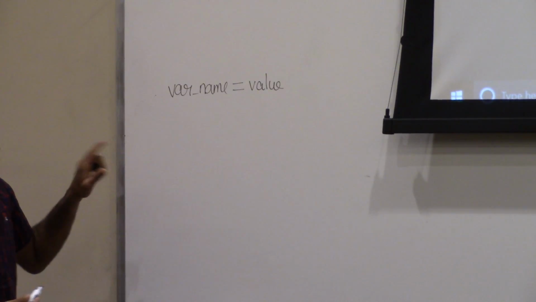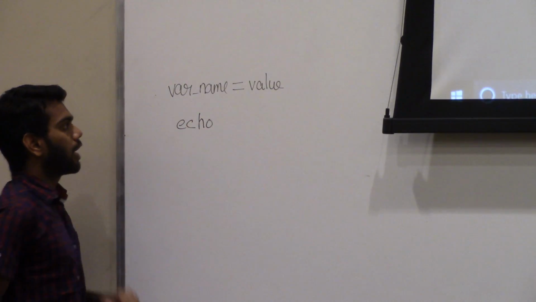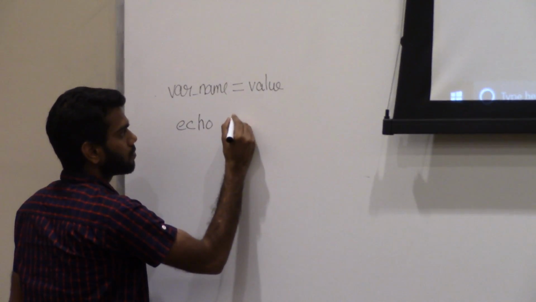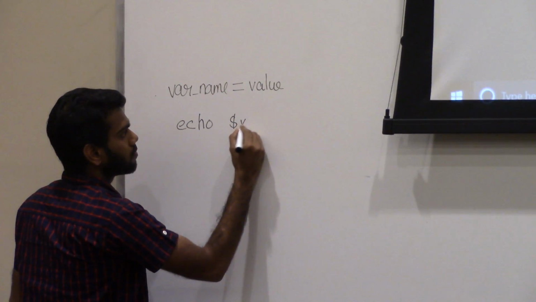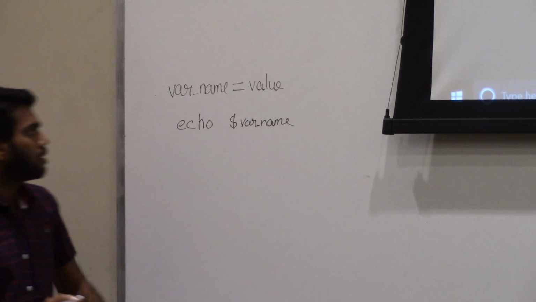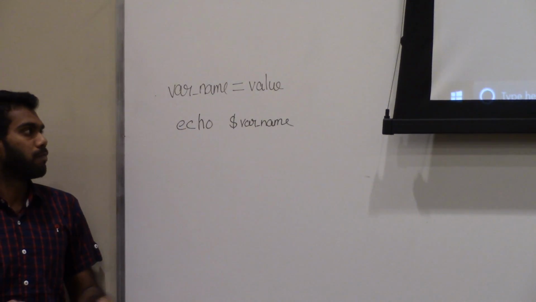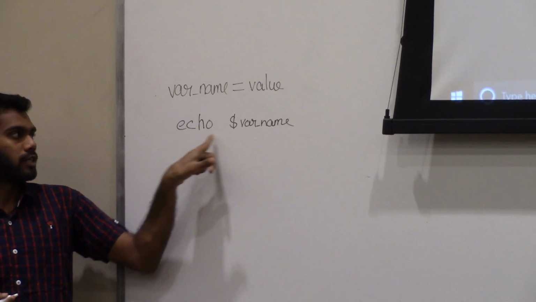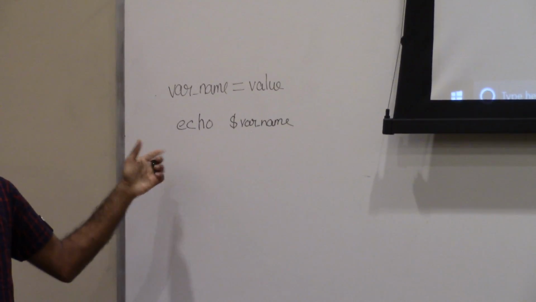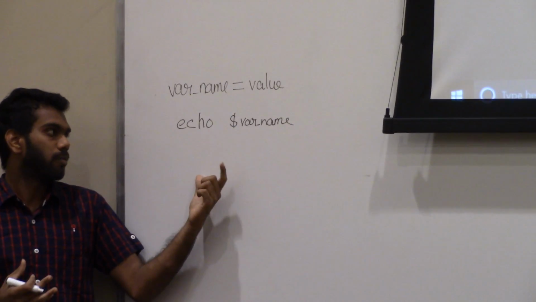And to print the value, just type echo. The echo command is like a printf statement. This dollar symbol is used to retrieve the value in the variable. If you remove the dollar and just type echo and the variable name, it will take it as it is and display whatever you typed.